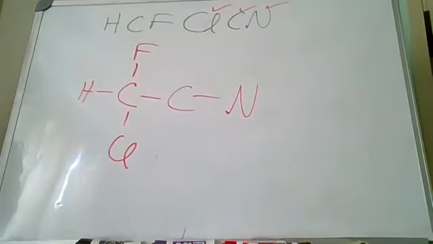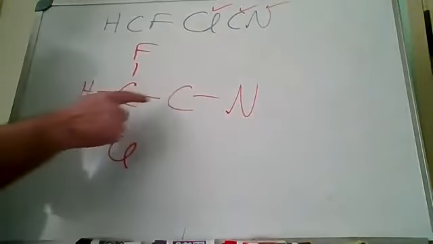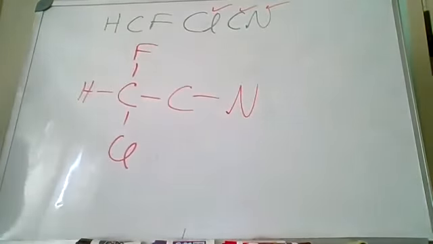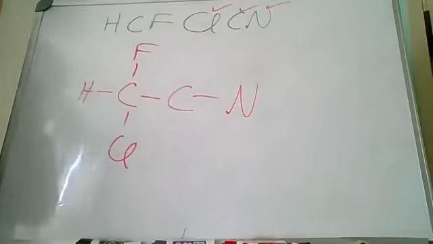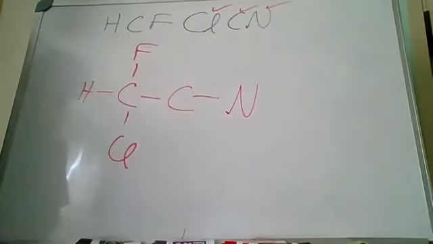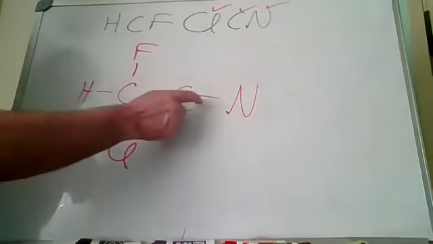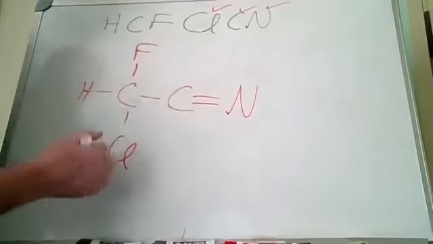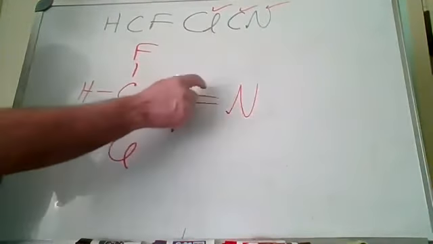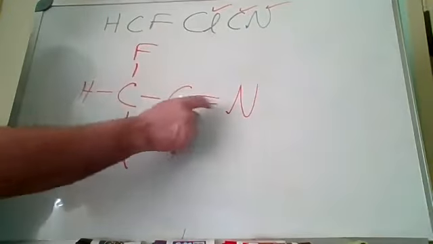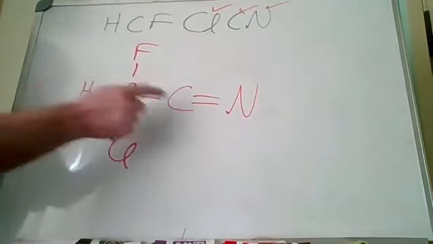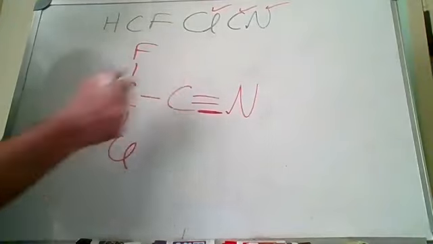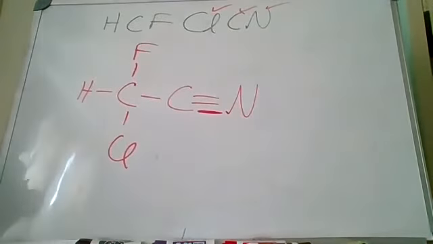Now, we have a problem here. This carbon only has two bonds. This nitrogen only has one bond. All right? So we don't have any more atoms to put in. So I'm going to have to put a multiple bond here. So let's make it a double bond. Okay, now this carbon has 1, 2, 3 bonds. This nitrogen has 2 bonds. Still need one. Each atom still needs one more bond. I'm going to make that a triple bond. A triple bond. Okay?